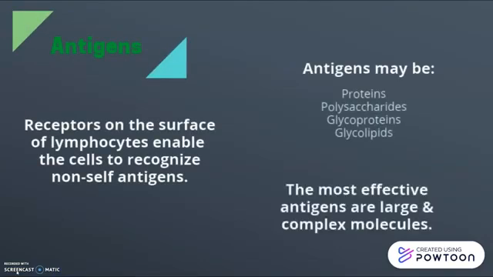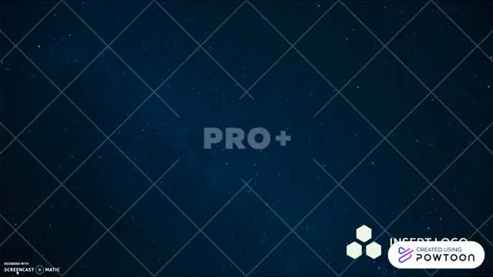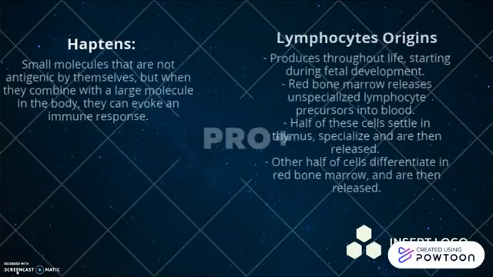Antigen receptors are on the surface of lymphocytes, enabling the cells to recognize non-self antigens. Antigens may be proteins, polysaccharides, glycoproteins, and glycolipids. The most effective antigens are large and complex molecules. Lastly, we have the haptens, small molecules that are not antigenic by themselves, but when they combine with a large molecule in the body, they can evoke an immune response.